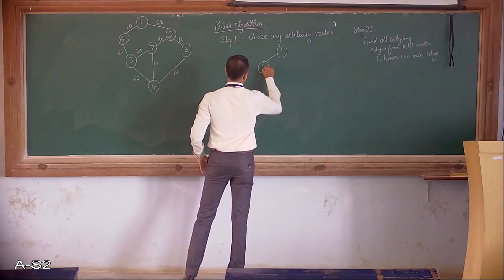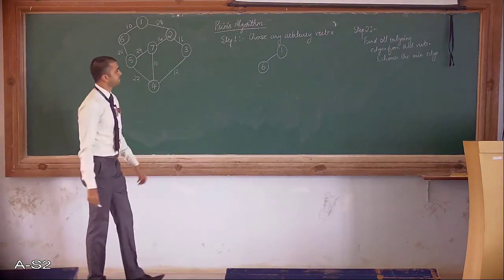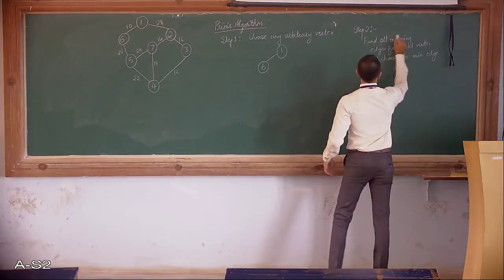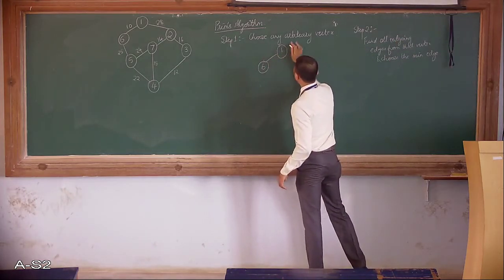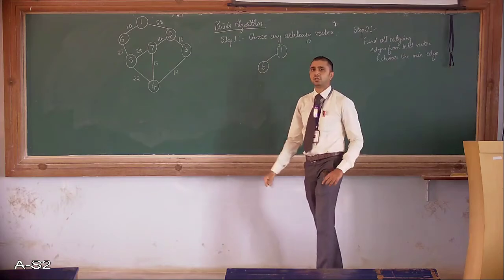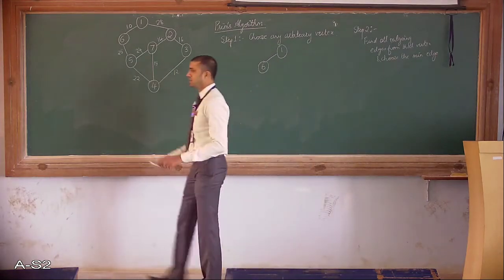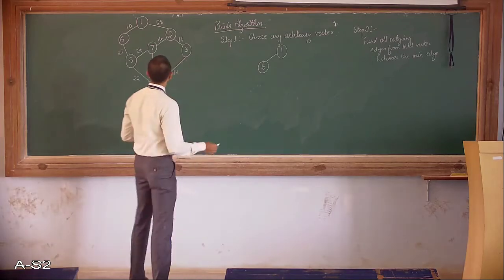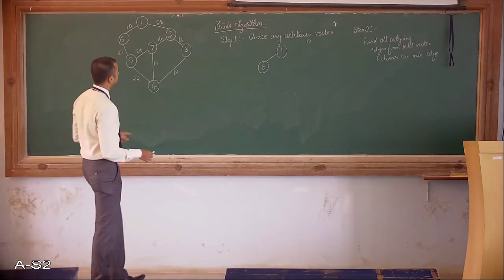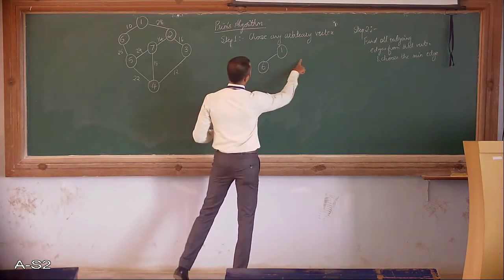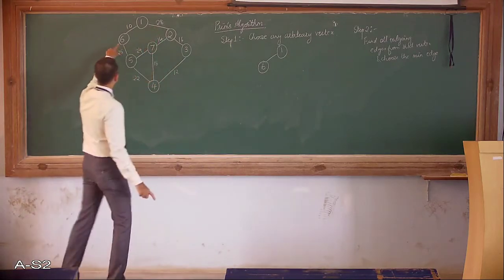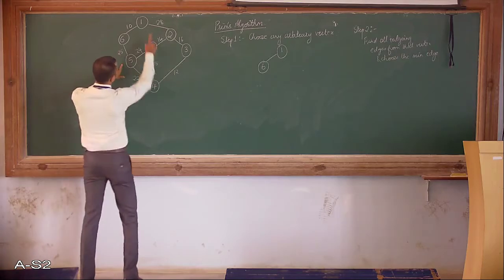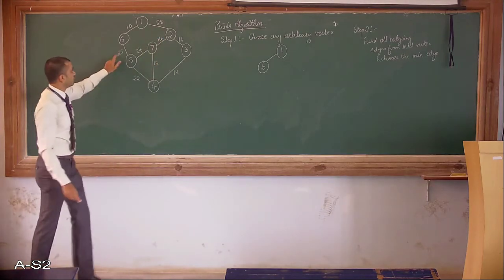Next, I'm going to follow step 2 again. Now vertex 1 and vertex 6 are visited vertices. So from all the visited vertices, find all the outgoing edges and choose the minimum. From 1, which is the outgoing edge here? 28. From 6, which is the outgoing edge? This 6 to 5. So from 6 to 5 and 1 to 2, which is the minimum? 25. So choose this.